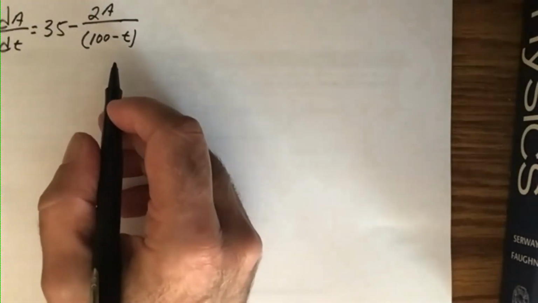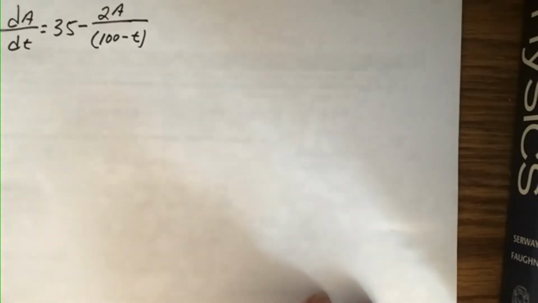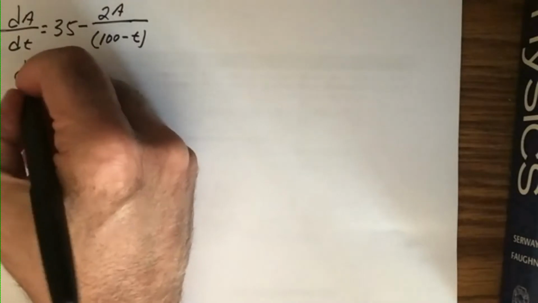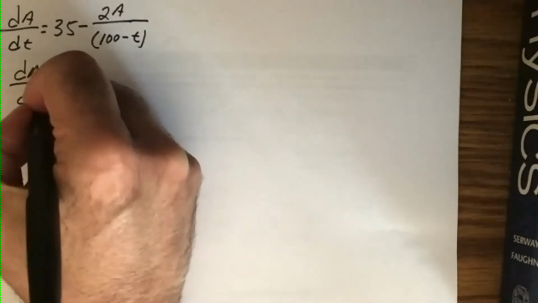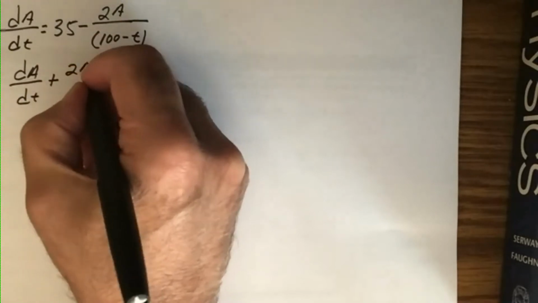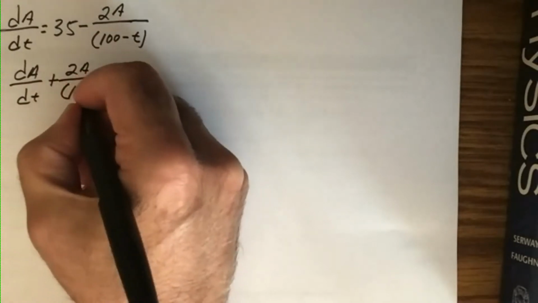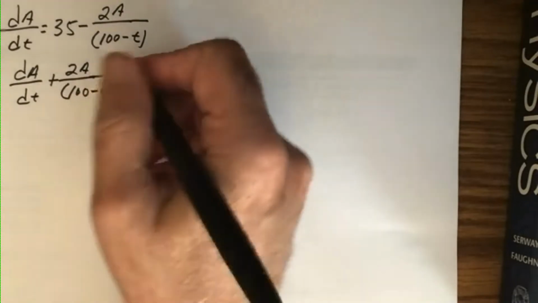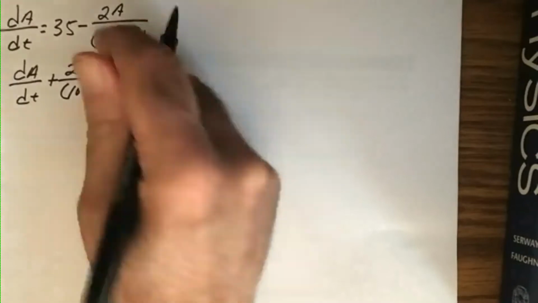Okay, so this is not a separable differential equation. So the first thing we have to do is solve this using an integrating factor. And so the first thing I'm going to do is put it in the right form, right? I'm going to write it like this, plus, bring this over to here. And that's equal to 35. Just brought this over to here.